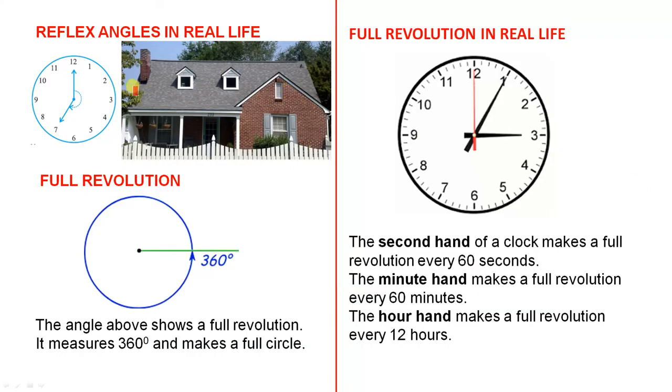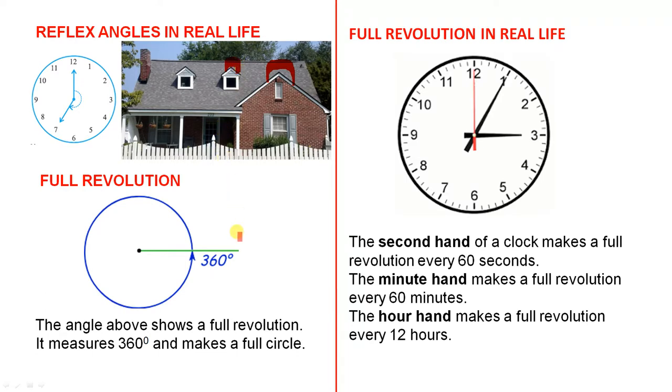Now, reflex angles in real life: if you look at the arms of a clock, there's 7 o'clock there. That angle there is definitely greater than 180, definitely less than 360, so that's a reflex angle. If you look at the roof of this house, here is a perfect example of a reflex angle. Greater than 180 and less than 360, and there's another little example here on this little window.